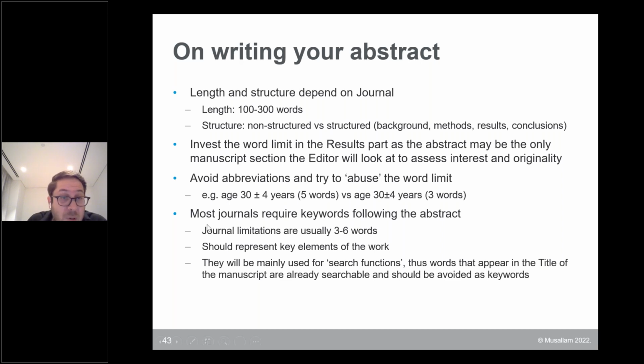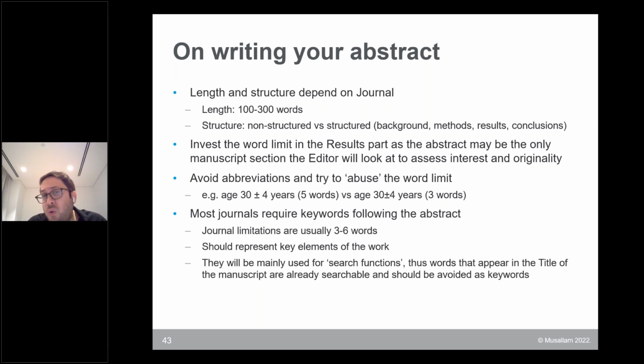As an example here, if every time you put a plus or minus, you keep spaces between them, that's 3 words. If you stick them to each other, they actually become 1 word. So what you need to actually focus on, as I said, is the results, the key ones that you think are most impressive. And at the end, you need to put keywords after the abstract.